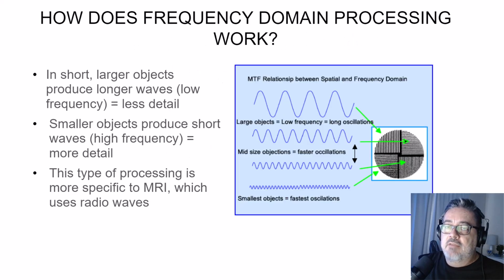Just to give a very brief overview of frequency domain processing, large objects produce long waves and lower frequency, which produces less detail. Smaller objects do just the opposite, producing short waves and a higher frequency, which provides more detail. This type of processing is more specific to MRI, but you can take some info away from looking at the waveform patterns here as the image compares MTF, or modulation transfer function, and spatial frequency domain. We'll get into MTF more, but just know that the higher the MTF, the better the spatial resolution. We're just examining the frequency in the waveforms here.